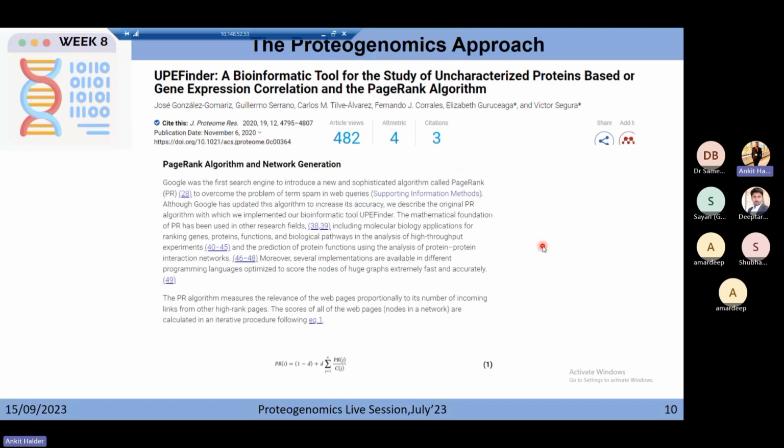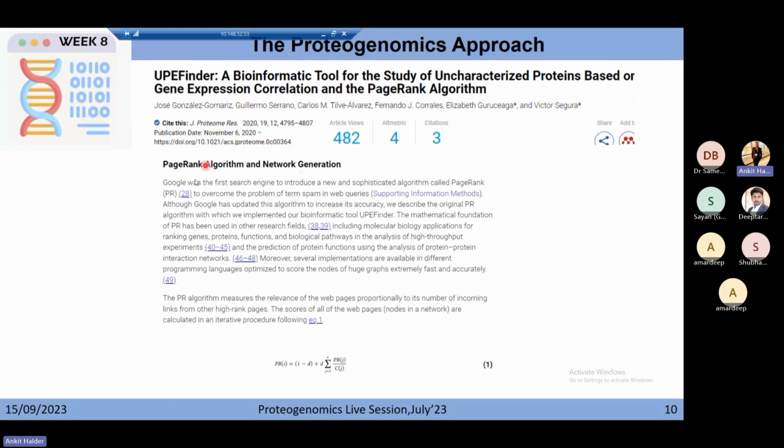So this is the UP Finder tool that we just discussed. You can see that it is a bioinformatic tool for the study of uncharacterized proteins based on gene expression correlation and the PageRank algorithm. So how have they done that? It is quite interesting to look into the PageRank algorithm. So what is the PageRank algorithm?